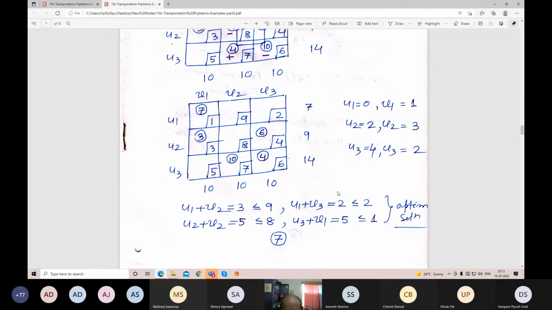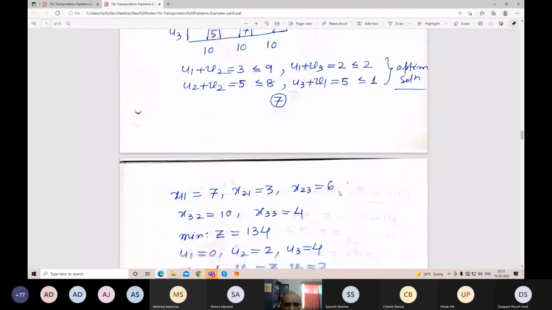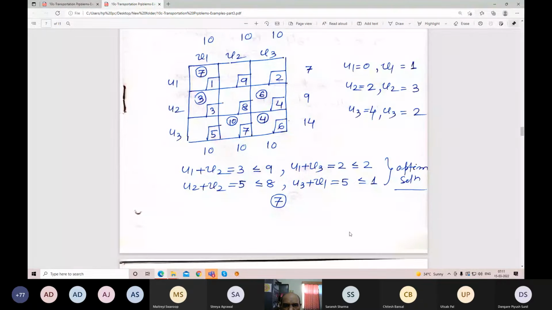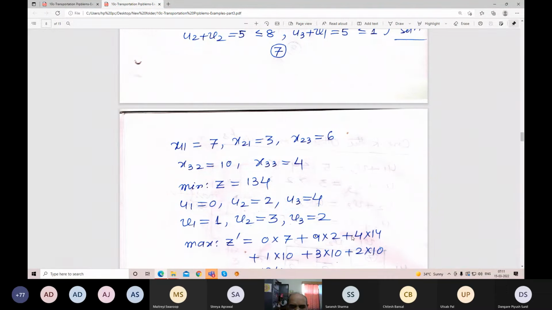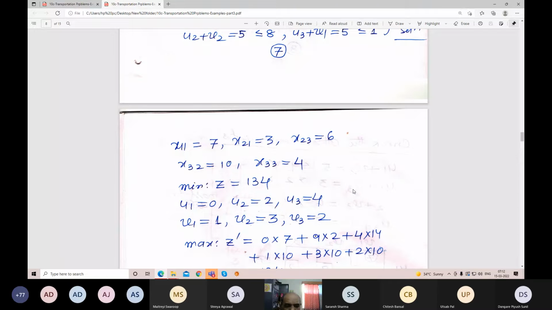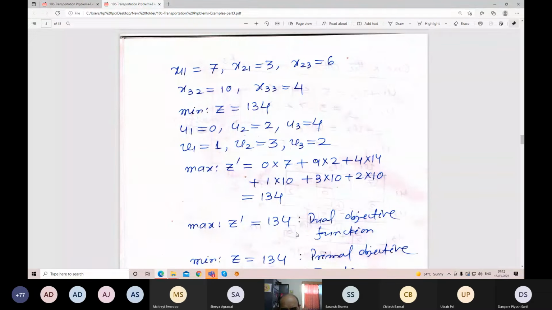So now we'll check the solution. x1 equal to 7, x21 equal to 3, x23 equal to 6. Okay, and then x32 equal to 10, x33 equal to 4. Okay, we have got a solution. With respect to this solution, we have minimum value of z equal to 134. And if you want to check the dual objective function, that is also coming as 134. So both are fulfilled, so that is an optimal solution. Okay, this is the conclusion.